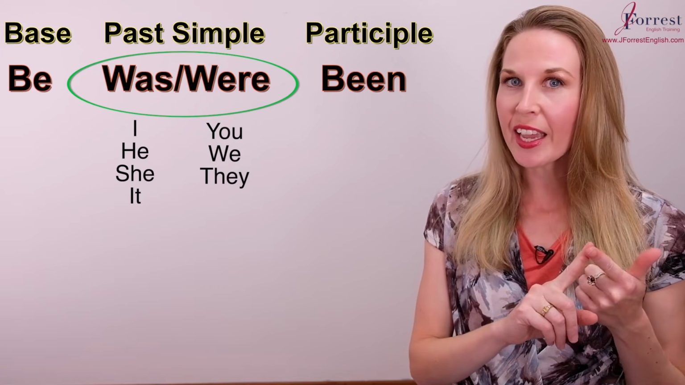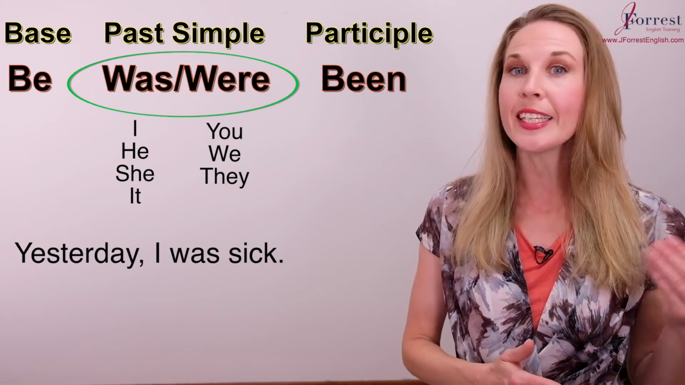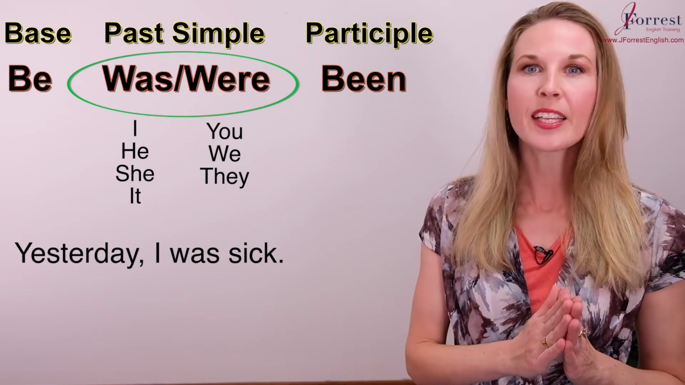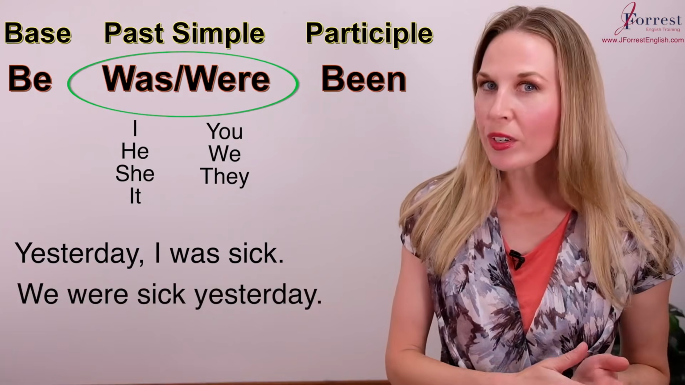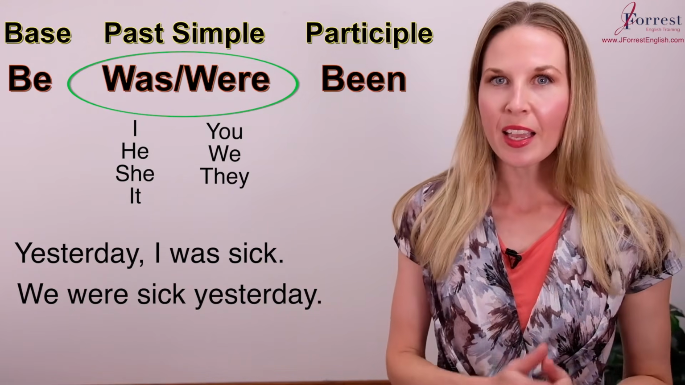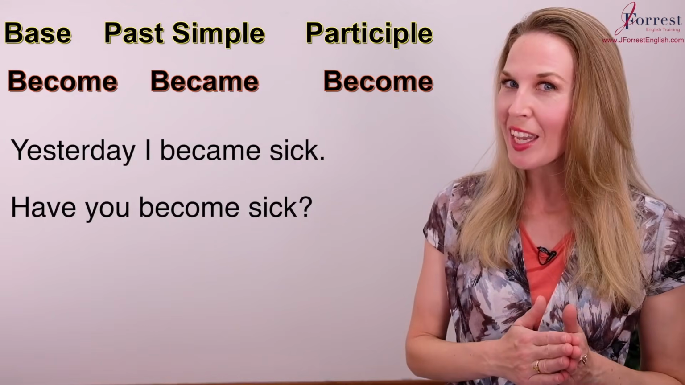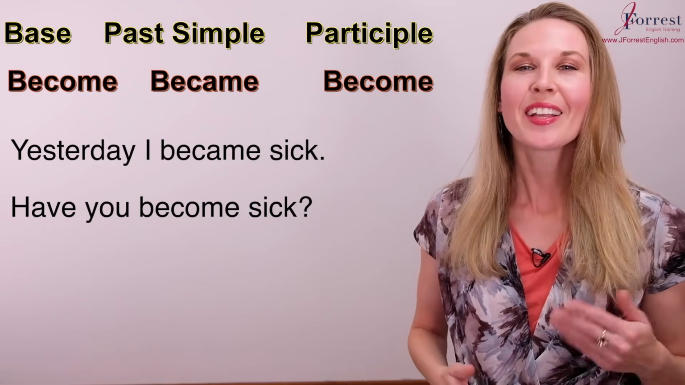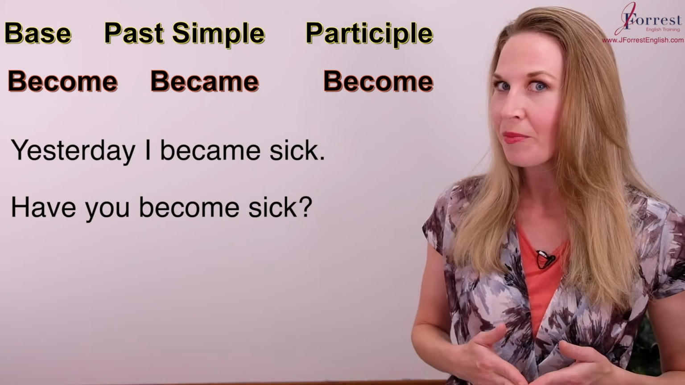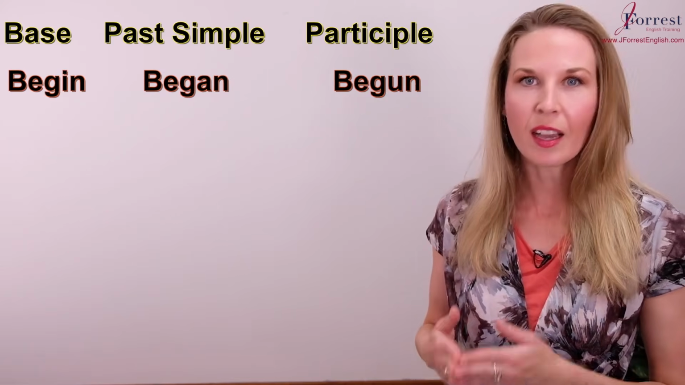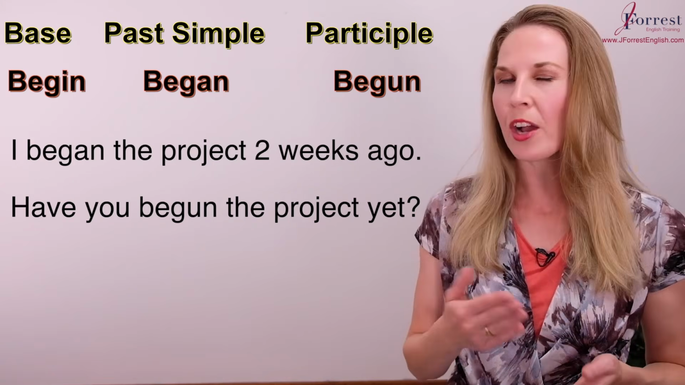I, he, she, it was. Yesterday, I was sick. Yesterday, he was sick. Were is for you, we, and they. We were sick yesterday. They were sick yesterday. The participle been, I haven't been sick in years. Become, became, become. Yesterday, I became sick. Have you become sick? Begin, began, begun. I began the project 2 weeks ago. Have you begun the project yet?